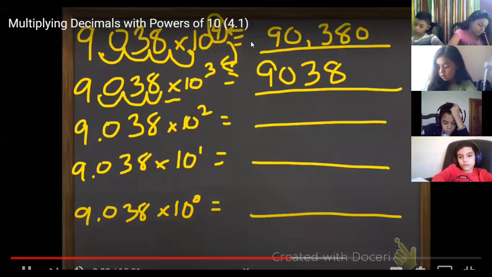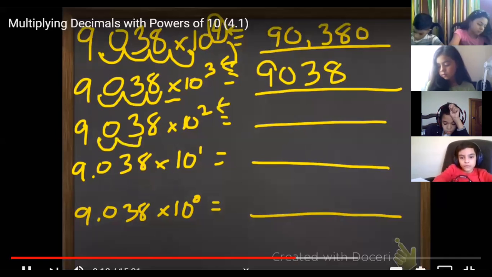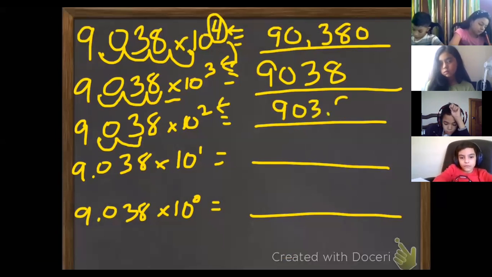So now we move on, and we've got 2 powers of 10, which means only 2 shifts to the right this time, still increasing, but just 2 shifts. So 1, 2, and now we're into 903 and 8 tenths. And so we continue on.